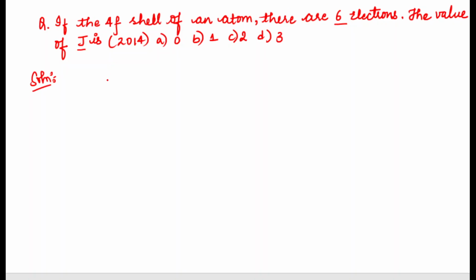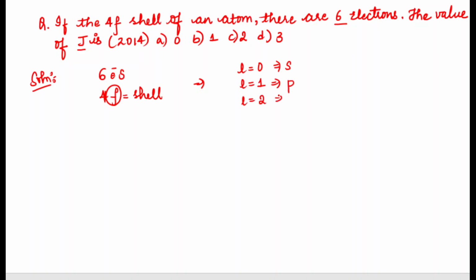The first hint they have given is that it has 6 electrons, right? And the 4f shell of an atom is given. Concentrate on this f. I have told you in the previous classes, if L, the orbital angular momentum value, is 0 it represents the S shell. When the orbital angular momentum L is 1, it represents P. Like that, L equal to 2 represents D, and L equal to 3 represents F. This is clear to you.